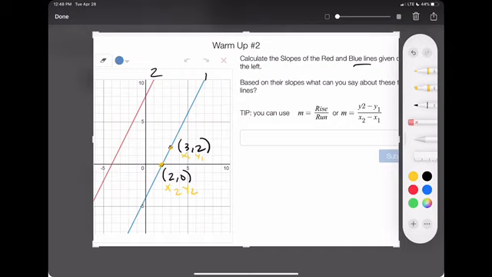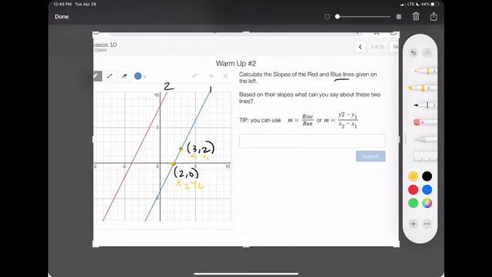But the second part of the warm-up is actually answering this question here. A lot of people tend to miss the questions. But it says, based on their slopes, what can you say about these two lines? So in order to actually respond to this question, you need to find the slopes of this line and this line. Okay, so go ahead and pause me, or move on to the next slide and finish this warm-up.